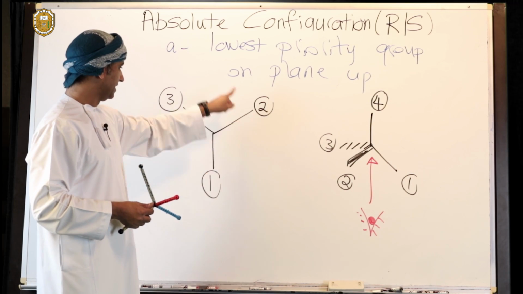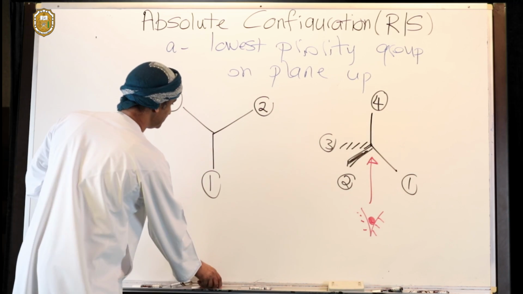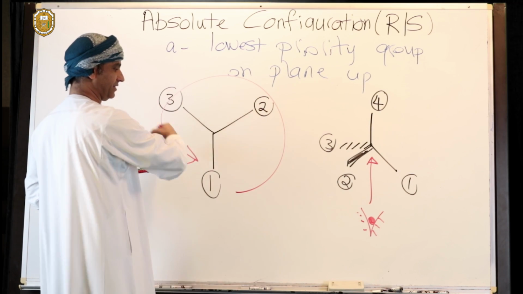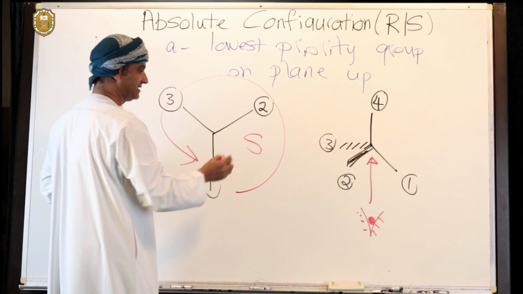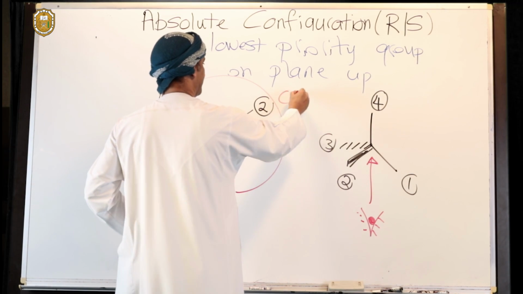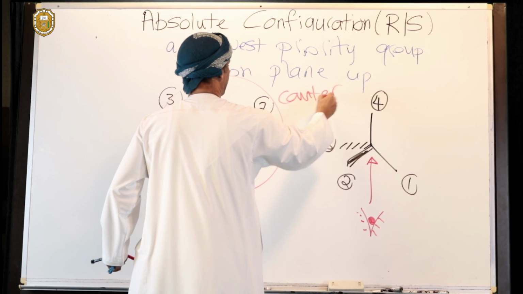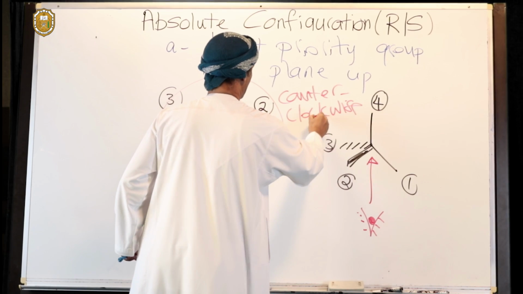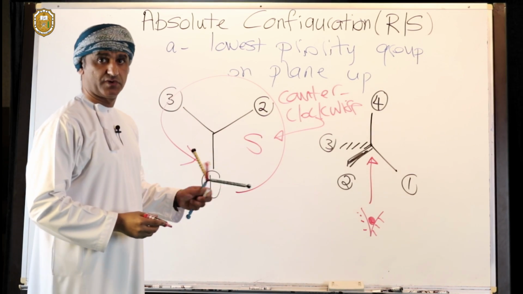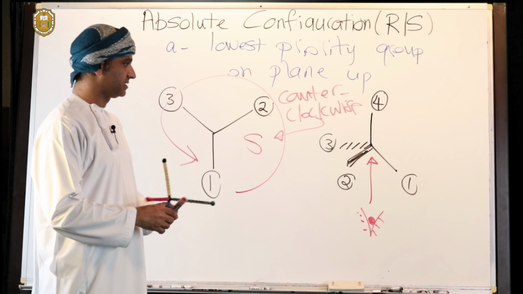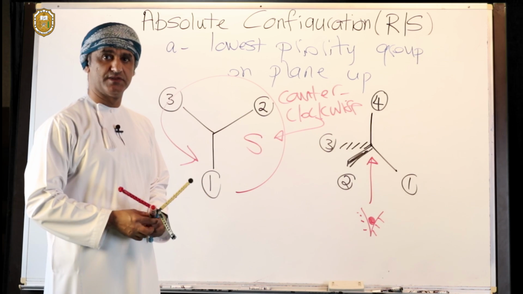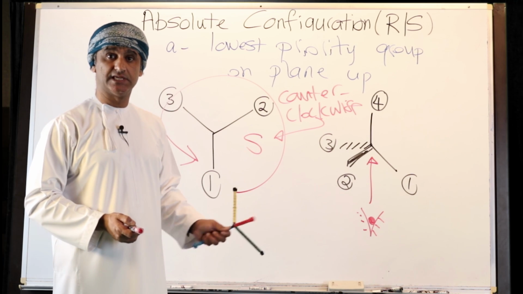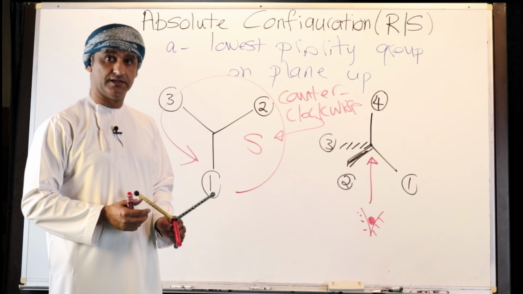If you look at this now, it's 1, 2, 3. So this is actually counter clockwise rotation, like that, 1, 2, 3. So therefore, this is S. If the rotation is counter clockwise, it is S. Otherwise, it is R. Of course, the enantiomer of this, or the mirror image of this, should have opposite rotation, and that's exactly what we'll take in the next short lecture.